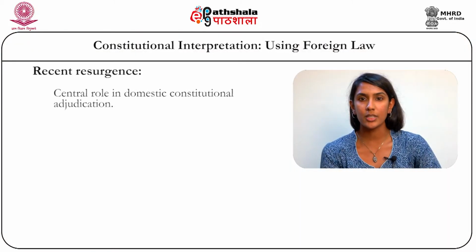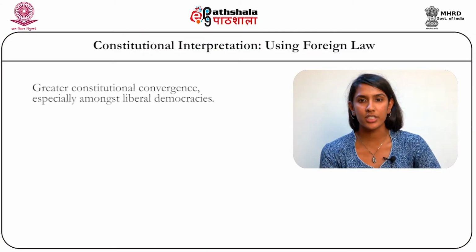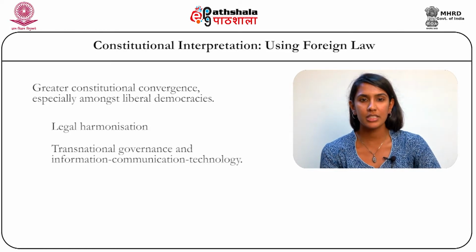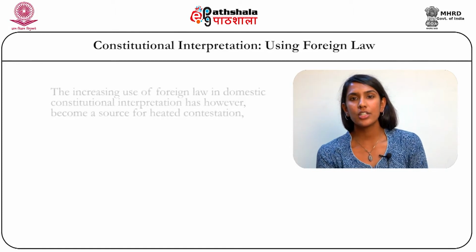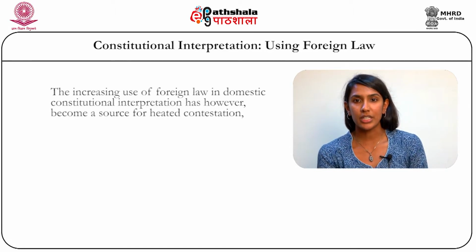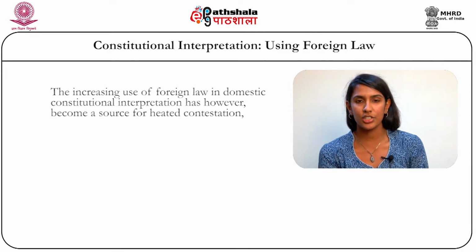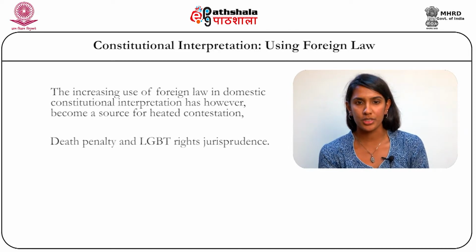The use of foreign law in constitutional interpretation has seen a recent resurgence and has started playing a central role in domestic constitutional adjudication. It has started gaining increasing popularity for a number of reasons, such as the greater constitutional convergence, especially amongst liberal democracies, legal harmonization, transnational governments, and information communication technology developments, which allow increasing access to foreign decisions. However, the increasing use of foreign law in domestic constitutional interpretation has become a source of heated contestation, as we will see in this module, especially in death penalty and LGBT rights jurisprudence.